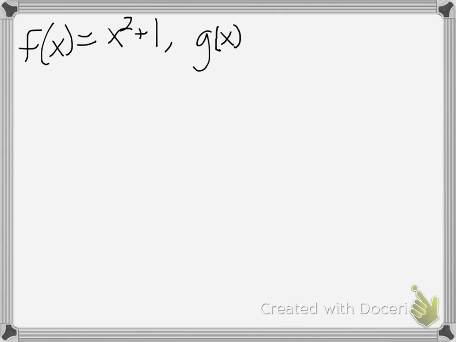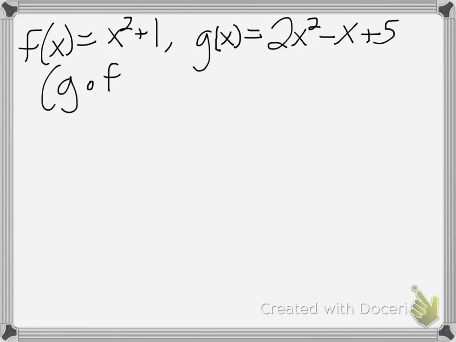And I'm going to do the same exact functions. F of x is equal to x squared plus 1. G of x, let me write it like this so I have a little bit more room, hopefully. G of x is equal to 2x squared minus x plus 5. And let's say that now I want to find g composed with f of x. Okay? That means g on the outside, f on the inside.